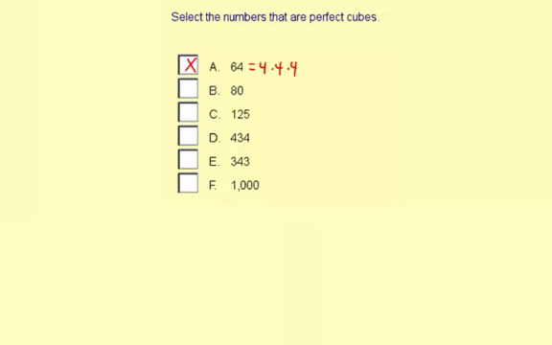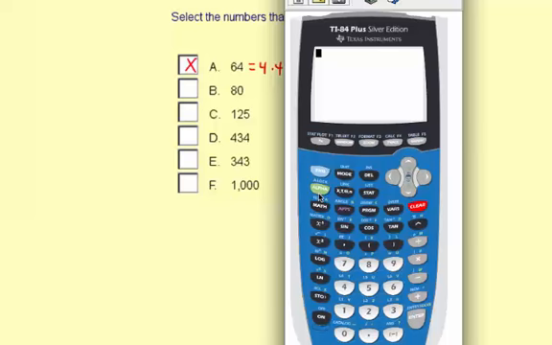How about 125? You might know this one too. If you don't, you can use a calculator to verify. So I'm going to do the cube root of 125. And so you get 5, which is an integer. That means 5 times 5 times 5 makes 125, and 125 is a perfect cube.